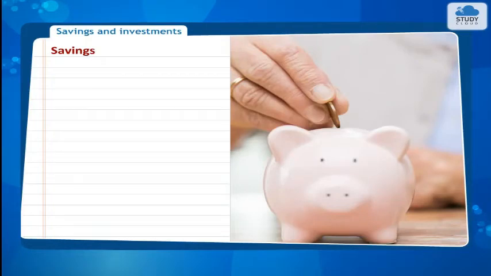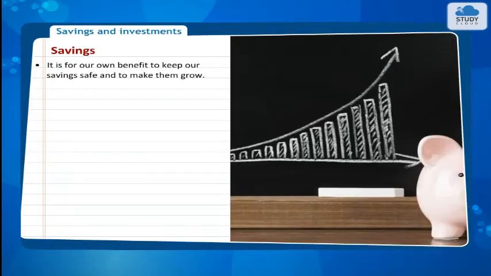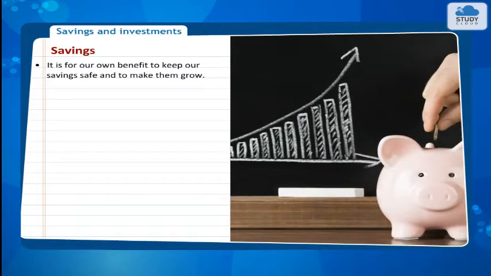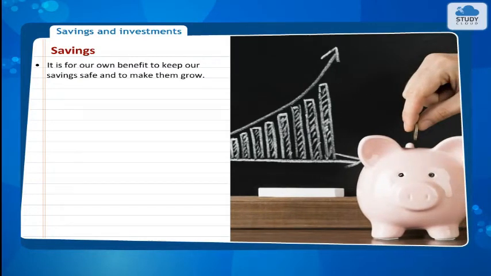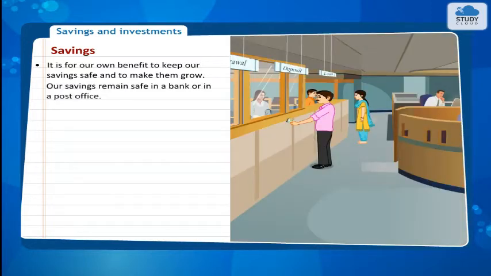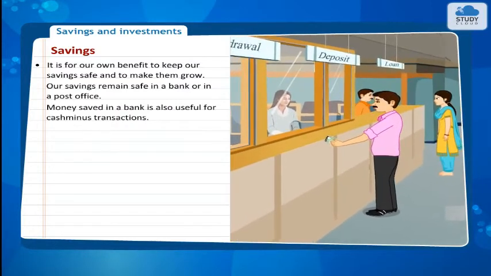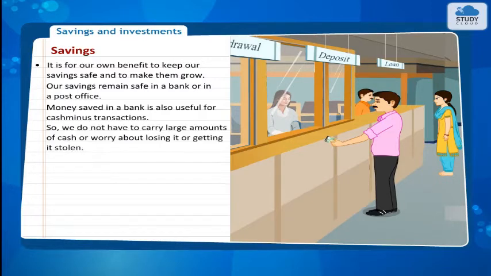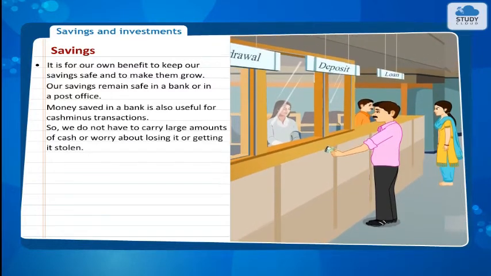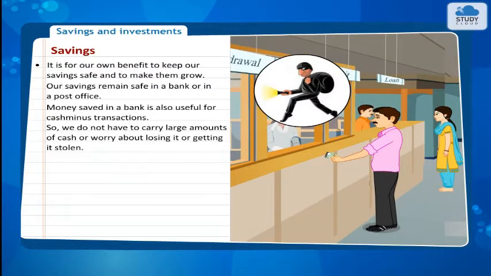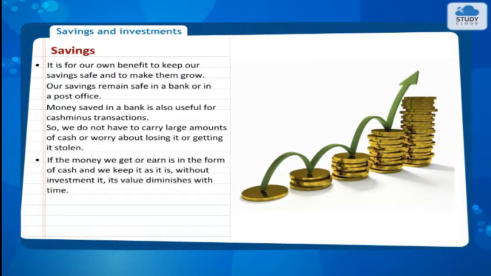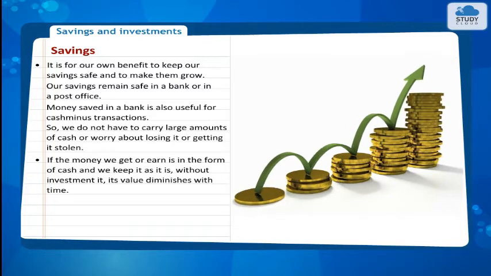Savings and investments. Savings. It is for our own benefit to keep our savings safe and to make them grow. Our savings remain safe in a bank or in a post office. Money saved in a bank is also useful for cashless transactions. So, we do not have to carry large amounts of cash or worry about losing it or getting it stolen. If the money we get or earn is in the form of cash and we keep it as it is without investing it, its value diminishes with time.